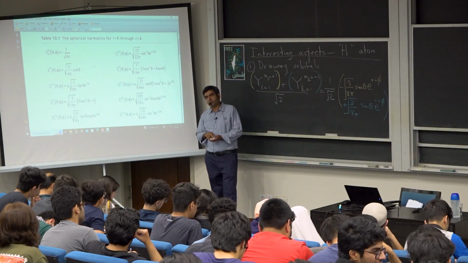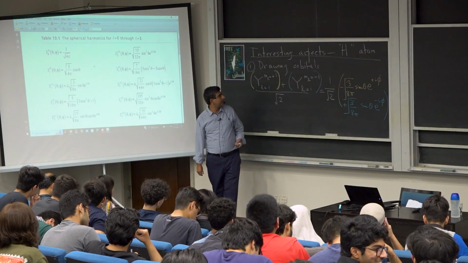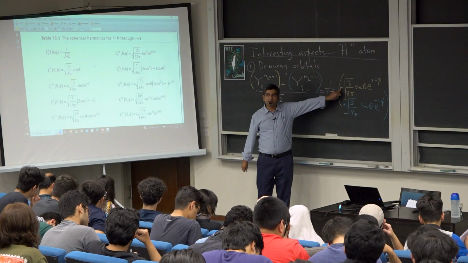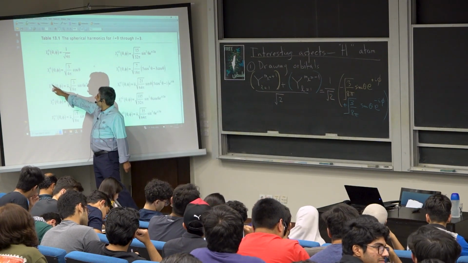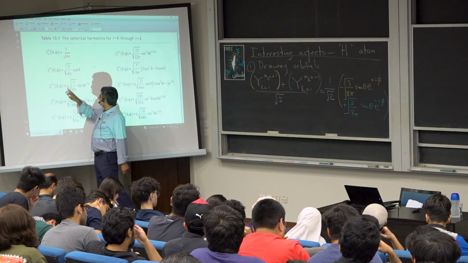Sir, why did you put the minus after the 1 over root 2, in the bracket? Because for Y with L equals 1 and ML equals plus 1, I have a minus sign.